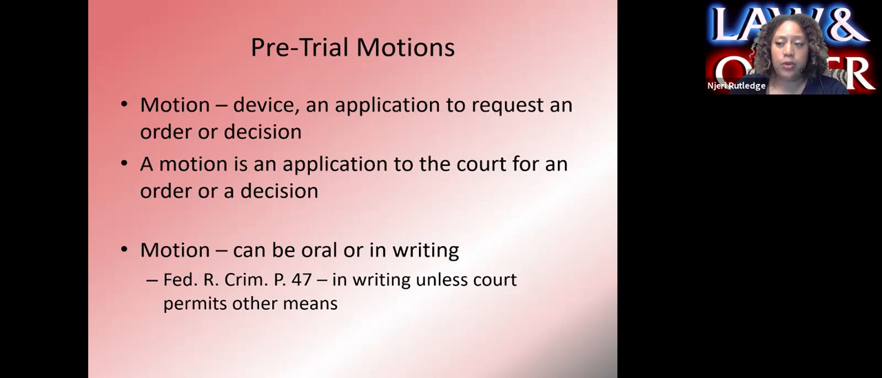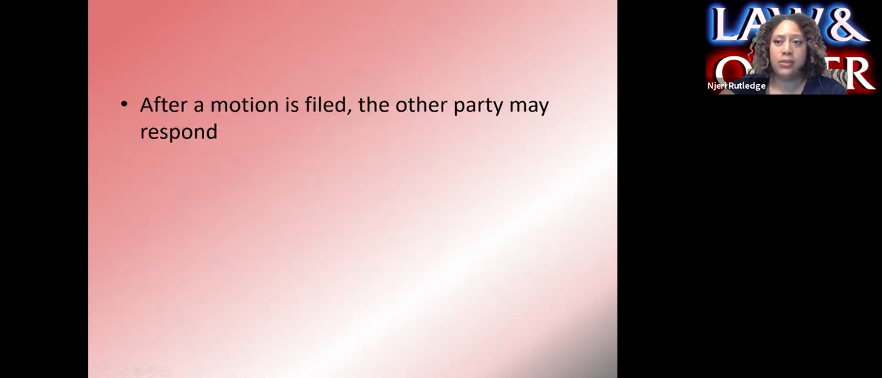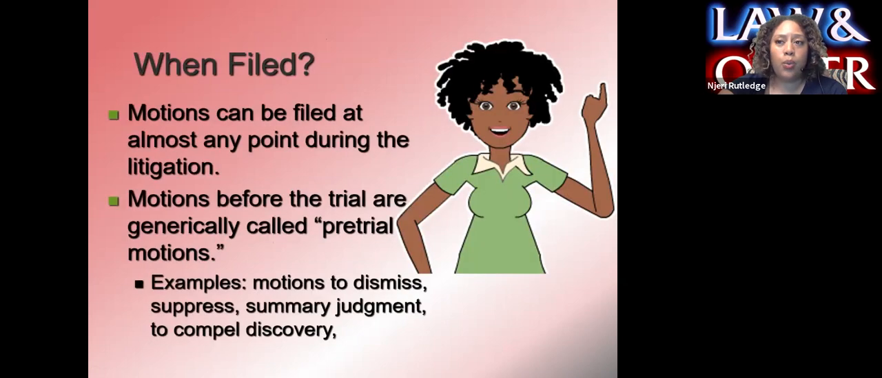For federal criminal law, almost all of the motions are done in writing unless the court permits something else. Once a motion is filed, the other side gets to file a response. So when is it filed? Motions can be filed at almost any point during litigation. So the generic term for any motion filed before trial is a pretrial motion.